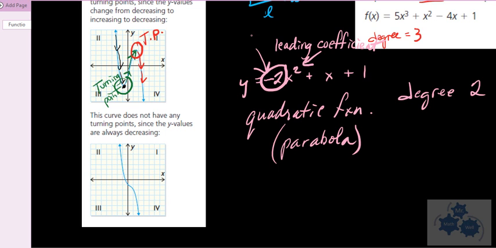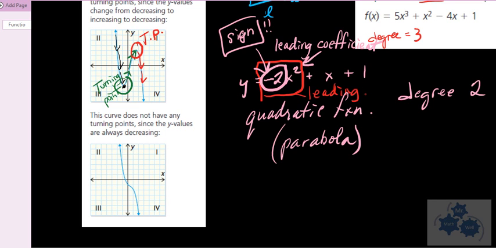That's the leading coefficient. And the sign determines the end behavior, so you want to make sure you pay attention to the sign. This whole term is actually the leading term. So just get that right. That's the leading term, and that number is the leading coefficient.